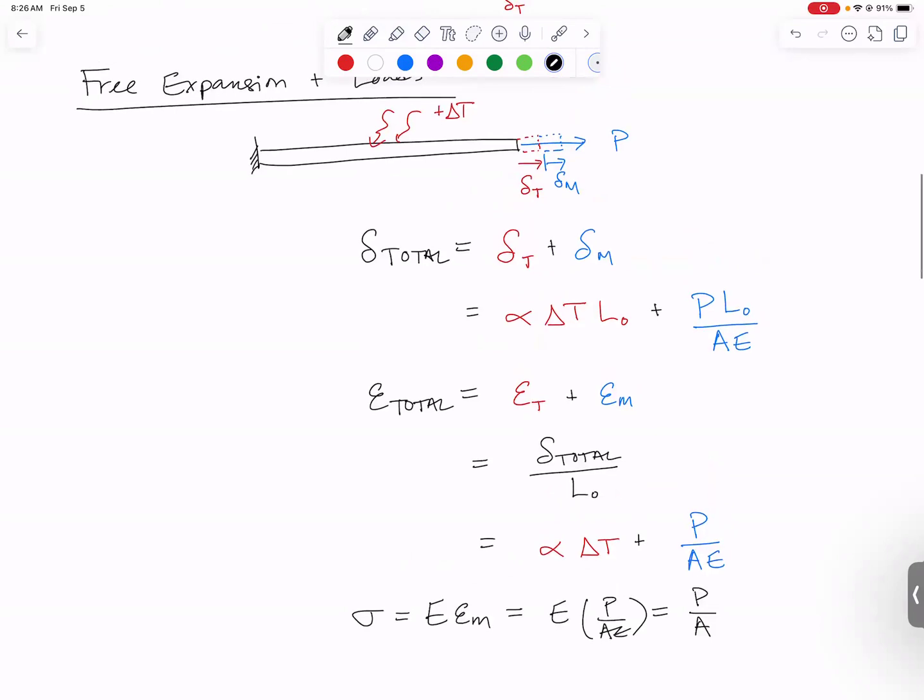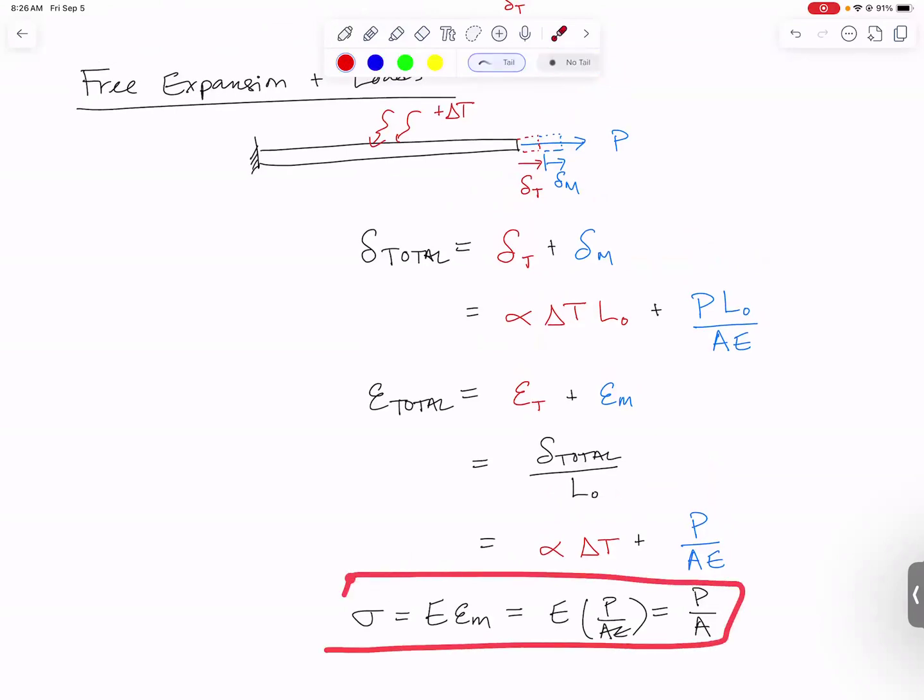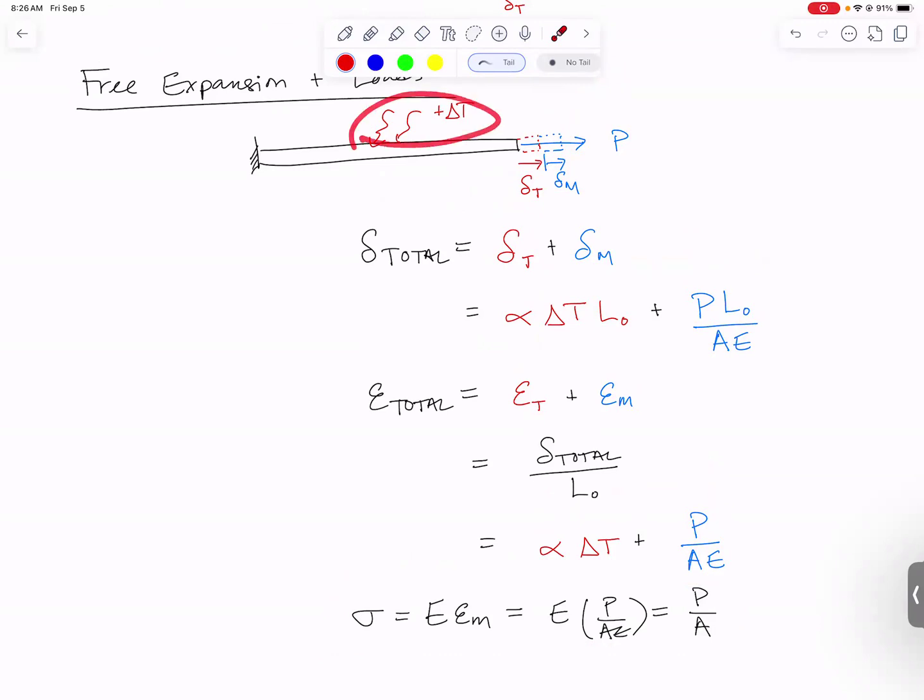So when it's free to expand and you add a load to it, to calculate the stress you're just going to use the mechanical part of the strain or the mechanical part of the load, and you're done. There's no real coupling between temperature change and stress. They're completely unrelated to each other when you have free expansion.